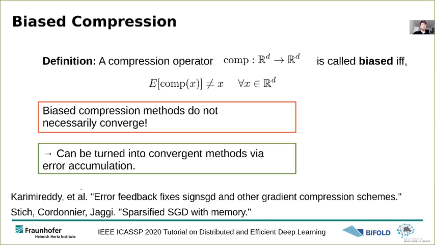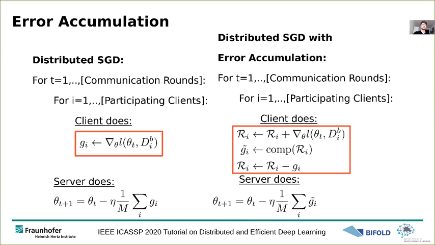And the groundwork for this was put in Martin Jaggi's group at EPFL, together with Sebastian Stich. So they really created very important theoretical contributions to the convergence theory of distributed training methods. So what is error accumulation? What is this key ingredient in making these methods converge?